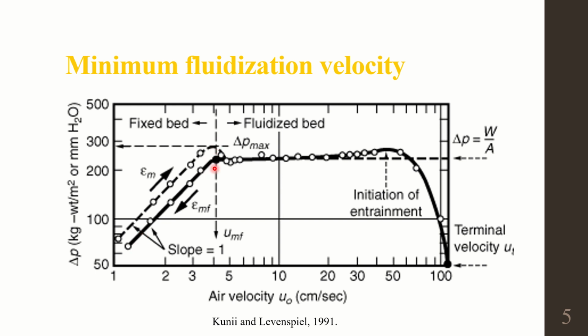Once a point is reached beyond which, however much we increase the velocity, the pressure drop does not increase, that region is known as the fluidized bed. Before that point, it is known as the fixed bed. The point at which this transition happens is known as the minimum fluidization velocity. We call it UMF. So before UMF, the bed is a fixed bed. After UMF, the bed is a fluidized bed.